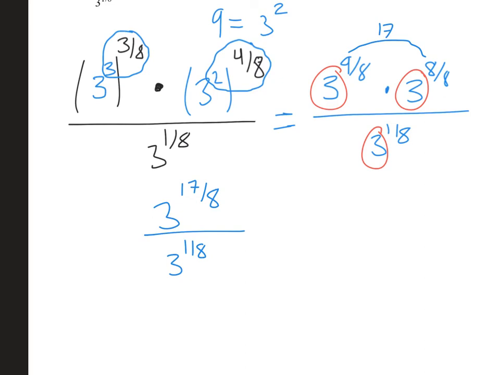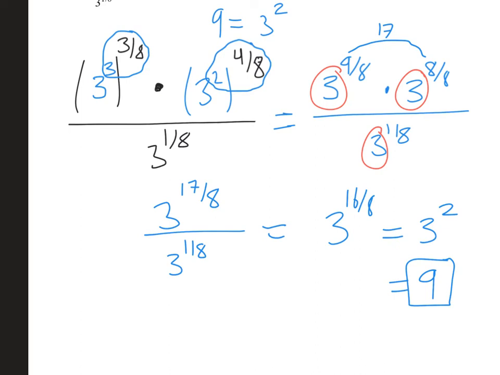Then when I divide exponents of the same term, I'm really just subtracting. So I have 17 minus 1. That's going to give me 3 to the 16 over 8. 16 over 8 is just 2. And 3 squared is just 9. And there you have it, right?